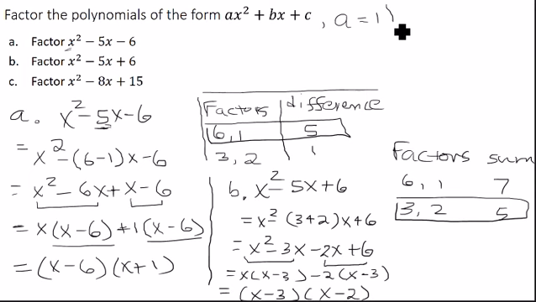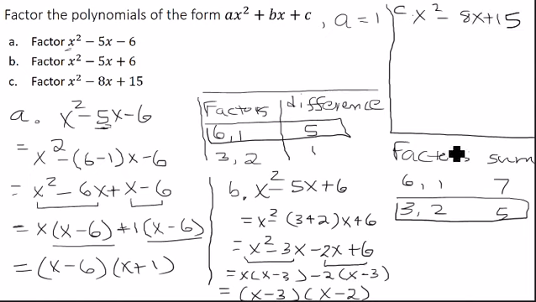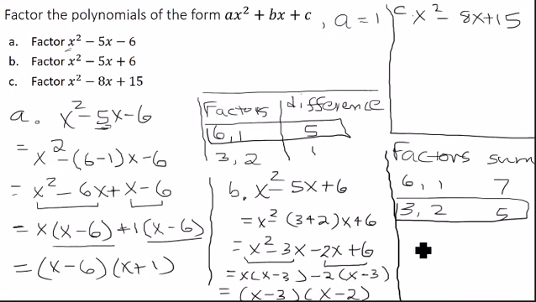Now if you want, you can pause this video and work on the last example. Okay, so the last example we have is x squared minus 8x plus 15. So I am going to use this space down here and write out the factors. And in this case, again, the last number is a plus, so I'm going to find the sum.